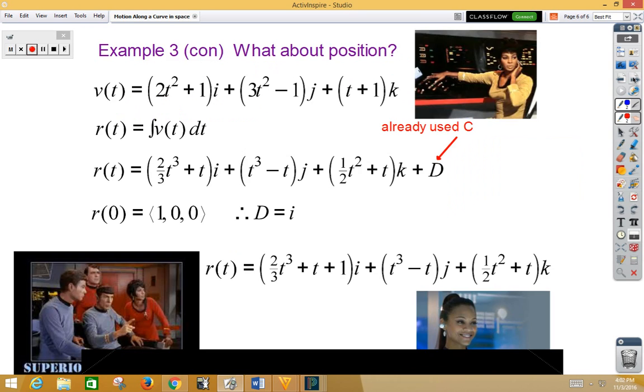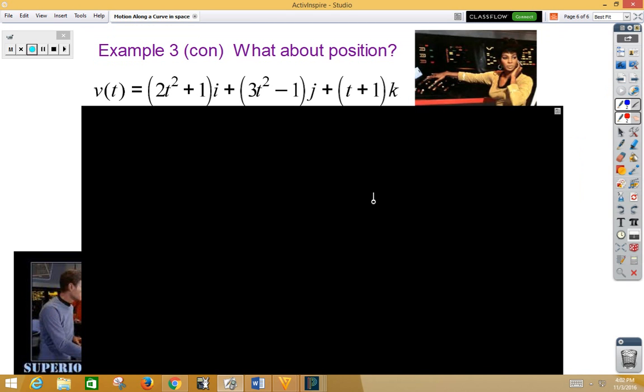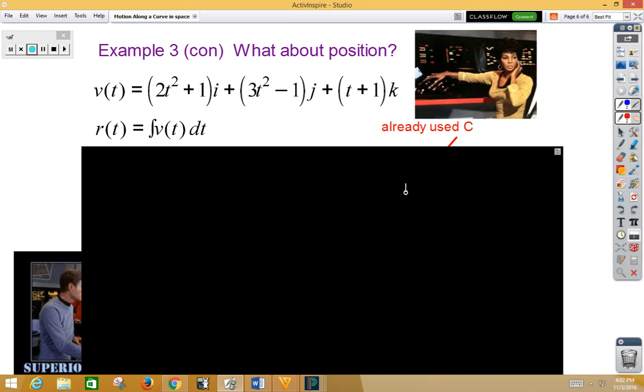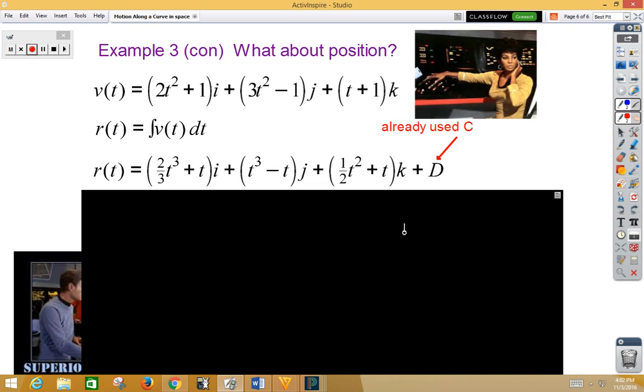Let's keep going with this problem. So now that we have our velocity function, what about position? Well, Uhura believes our position should be integrating velocity. So here we are plugging in and we're integrating. Now we already used c. So once we integrate all three terms to get 2/3 t cubed plus t, t cubed minus t, and 1/2 t squared plus t, let's use plus d instead. I suppose you could use plus c, but we're just trying to be creative here.